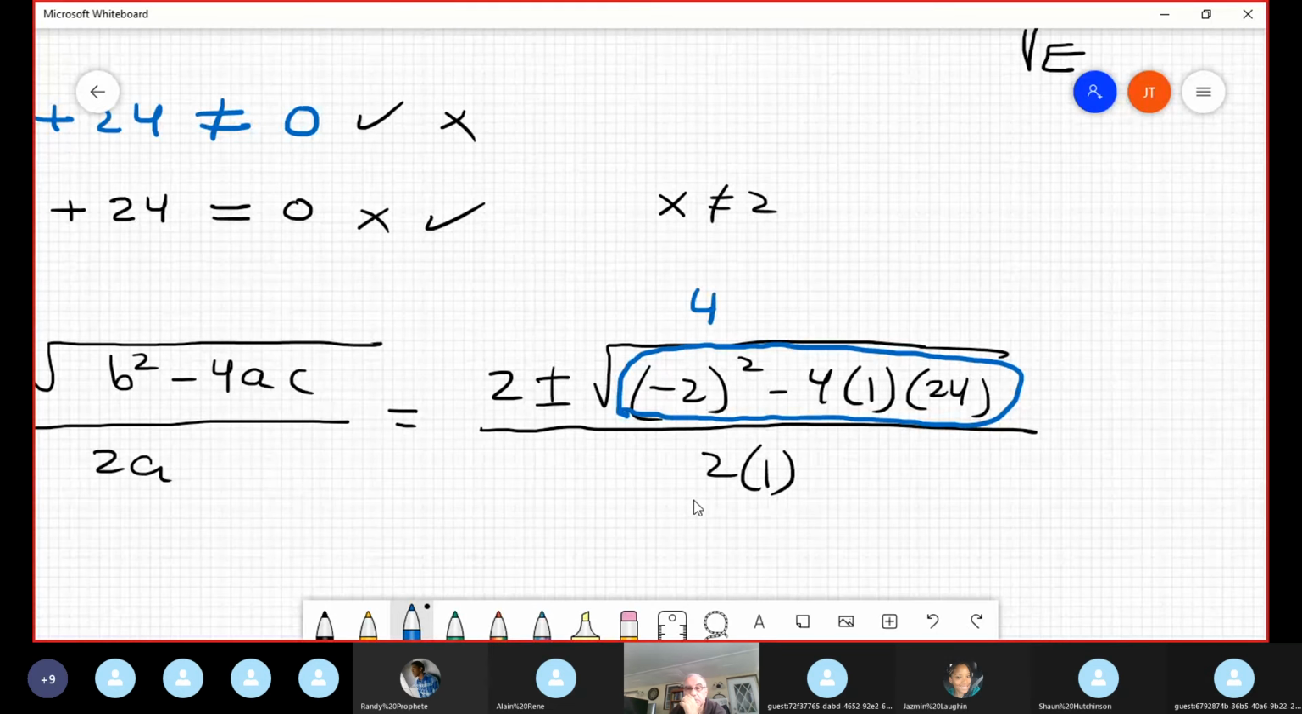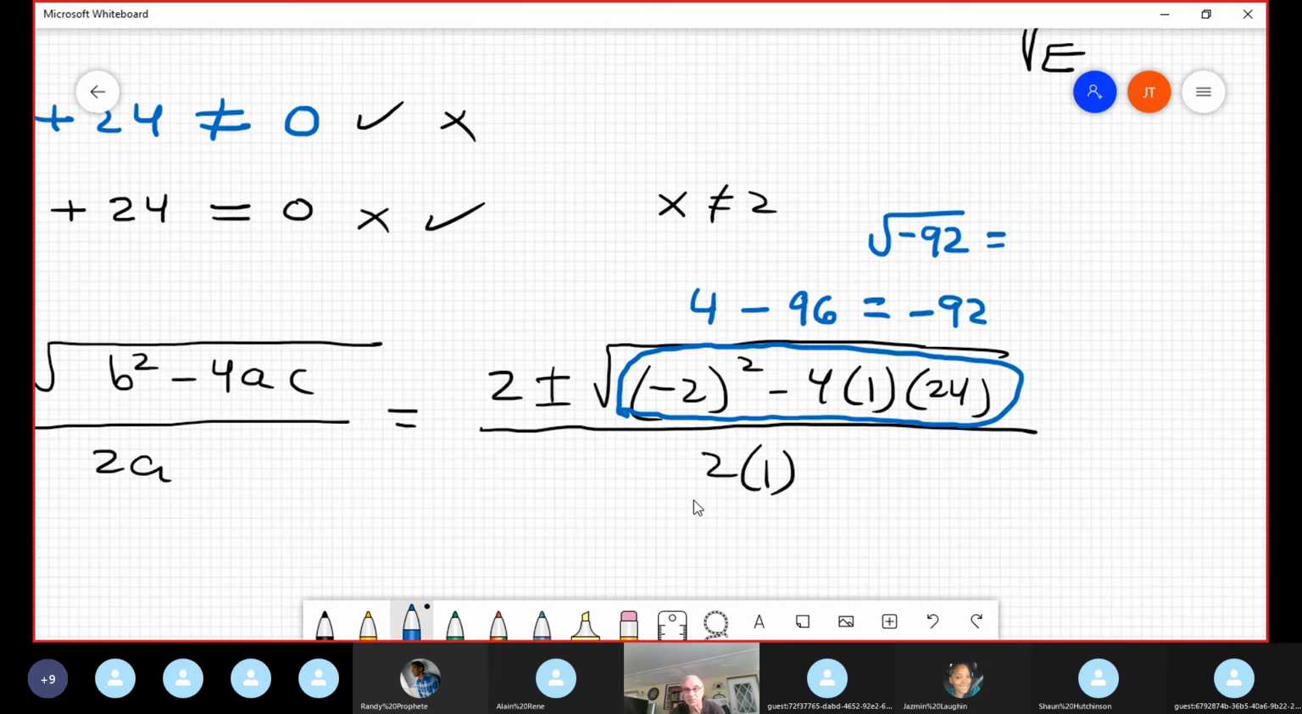Negative 2 squared is 4. Minus 24 times 4. Well, I suppose 24 times 4 is 96. So when you're subtracting, it's negative 92. And when you apply the square root of negative 92, I stop here. Why stop? Because it's imaginary. It's i square root of 92.